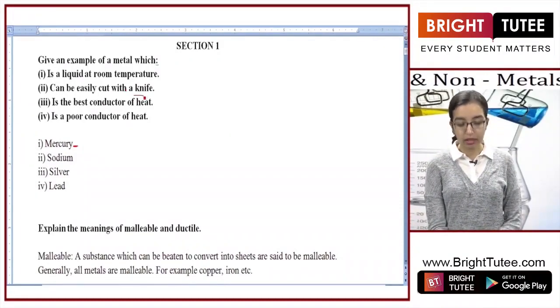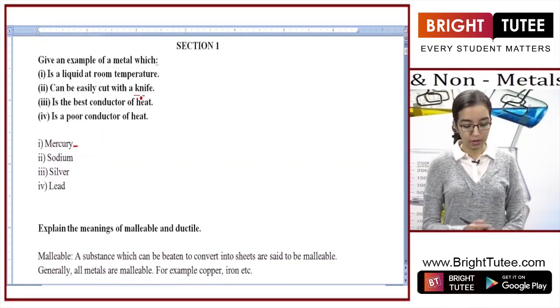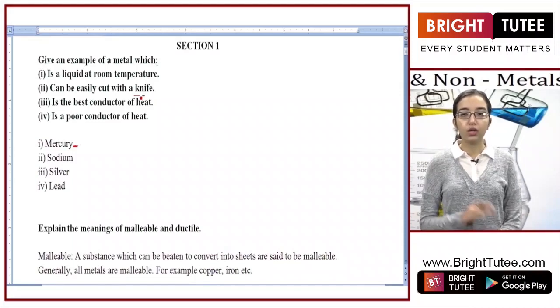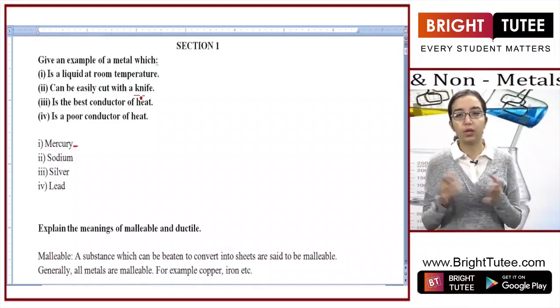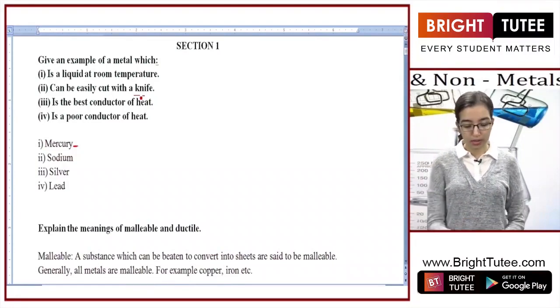Next, a metal that can be cut easily with a knife. So the answer here is both sodium and potassium, but for the sake of it we've written only one. Sodium and potassium are soft metals. They're really brittle. If you hammer them, they would break. If you cut them with a knife, they can easily be cut. So the answer is sodium.